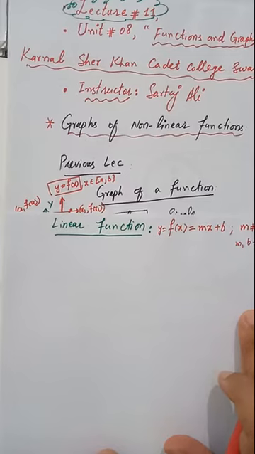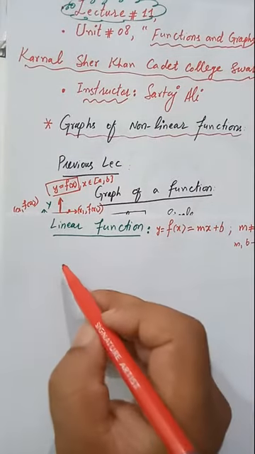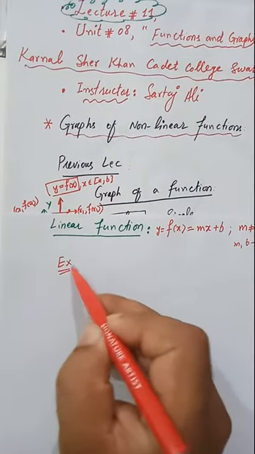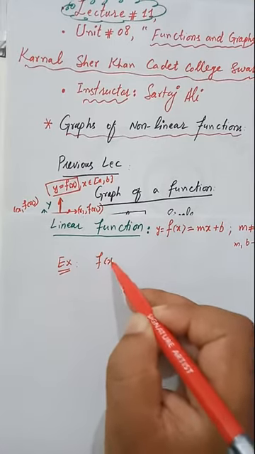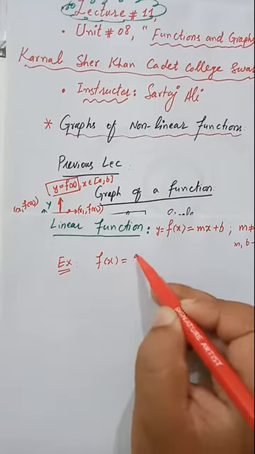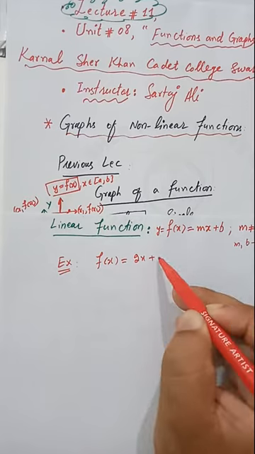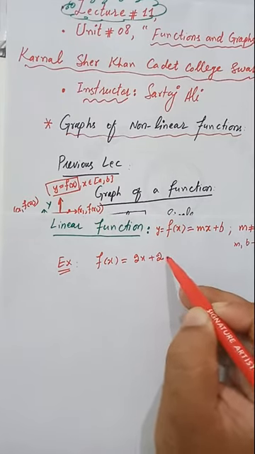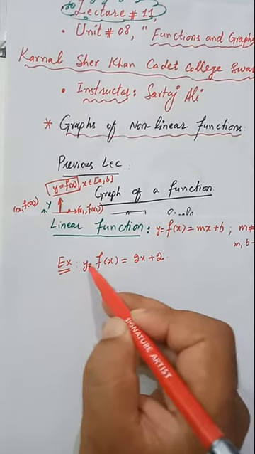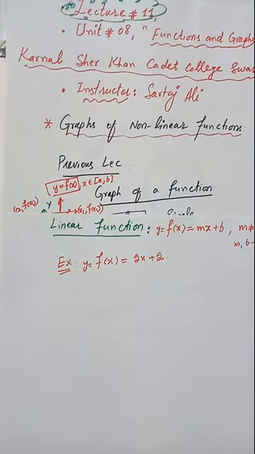Okay, so for example, if I take an example, f of x is equal to 2x plus, let's say, 2. So this is the given linear function. Here the value of m is 2 and the value of b is also 2. So how can you draw the graph of this function?